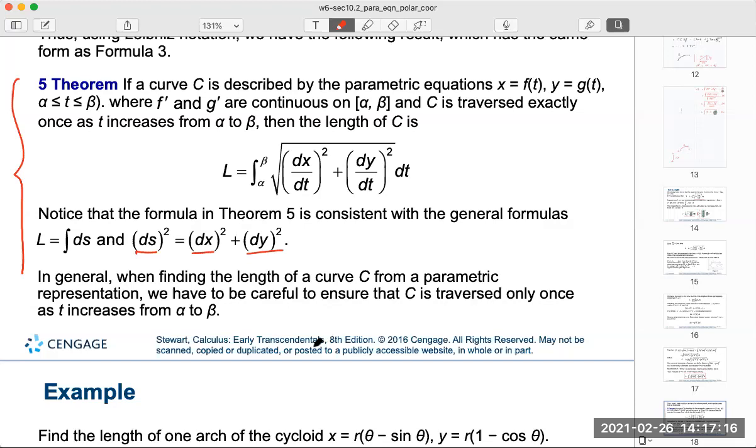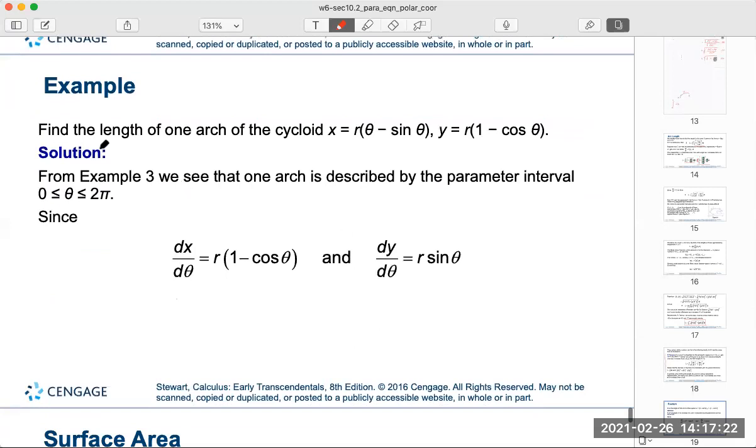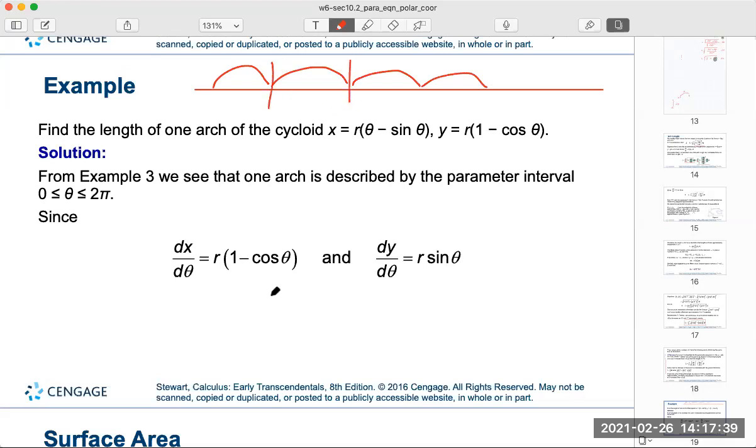Now, let us apply this formula to this example. Find the length of one arc of the cycloid here. Okay, the cycloid is like this, right? Find the length of one of these arcs. We know that x is given by this, therefore we can compute dx over d theta and dy over d theta. Okay?